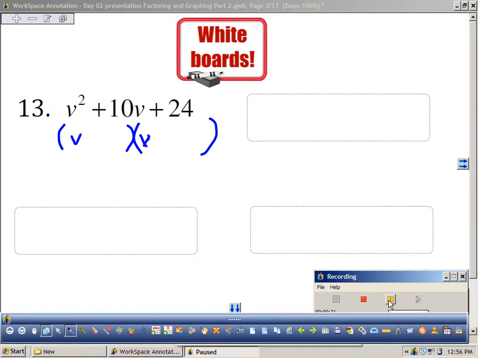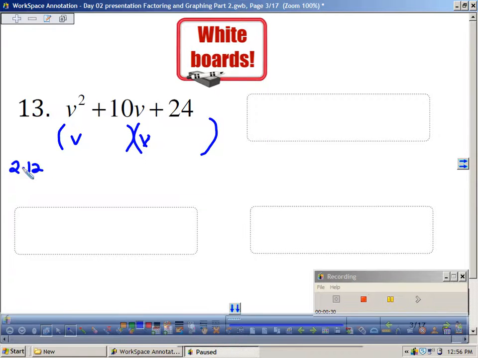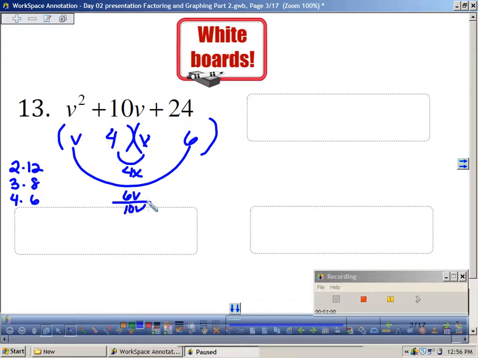Okay, so I had v and v, and then I think to myself, 2 and 12 make 24. Is 2 and 12 going to make 10? If we were subtracting, it would, right? But we're not subtracting. 3 times what is 24? 8. Does 3 and 8 make 10? No. 4 and 6. Does 4 and 6 make 10? Yes. 4v and 6v would make 10v. That means both of these need to be positive in order to make that one positive.